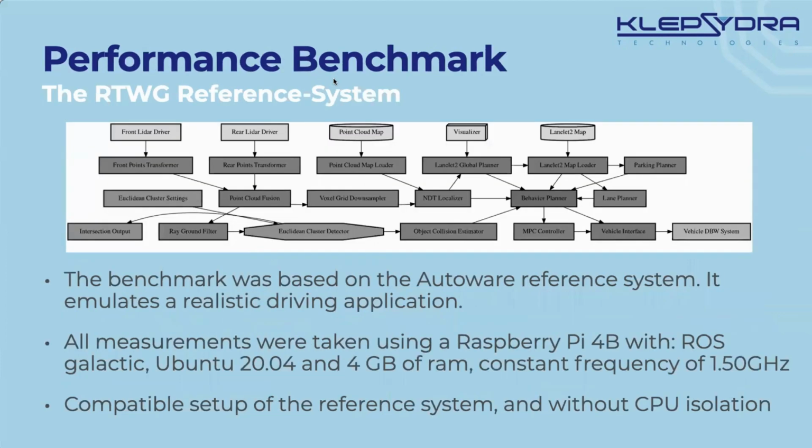So how do we test this? How do we validate that our system works efficiently? We use the so-called real-time working group reference system, which is a tool used to verify the performance of the different executors that are available. The setup, as you can see here, is quite standard. It's exactly what the AutoWare reference system is built for.